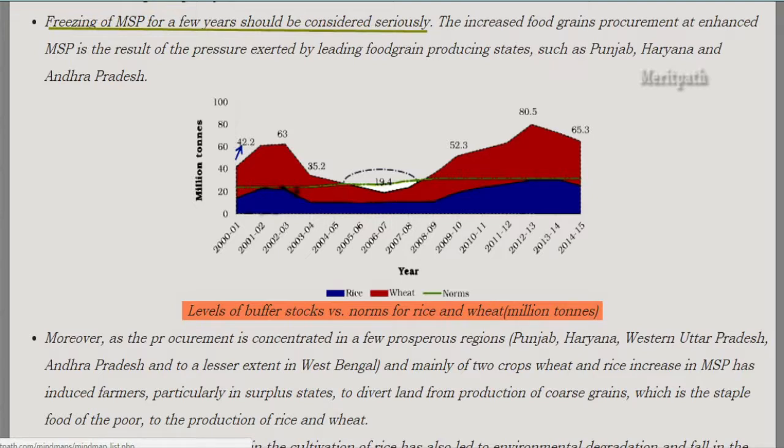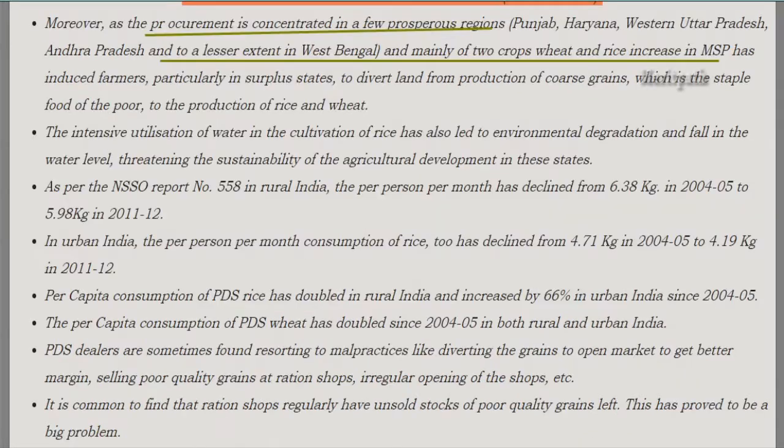Increased food grain procurement at enhanced MSP is the result of the pressure exerted by the leading food grain producing states such as Punjab, Haryana and Andhra Pradesh. This image shows us the level of buffer stocks versus the norms of rice and wheat in million tons. Procurement of grains in a few prosperous regions is mainly of two crops, that is wheat and rice.